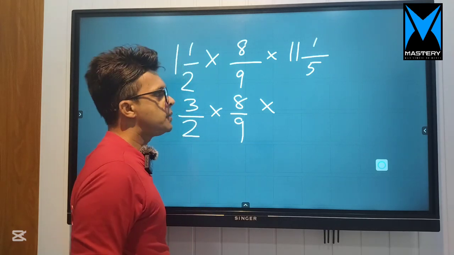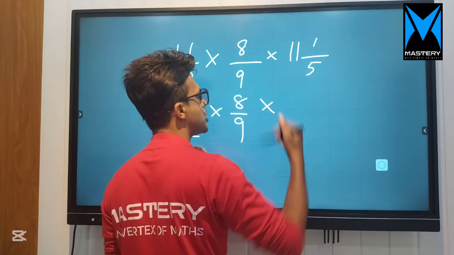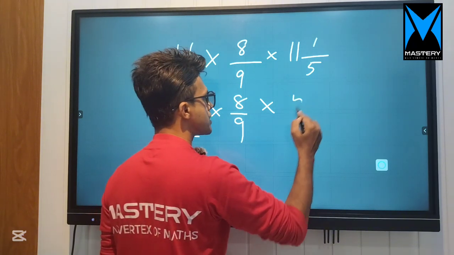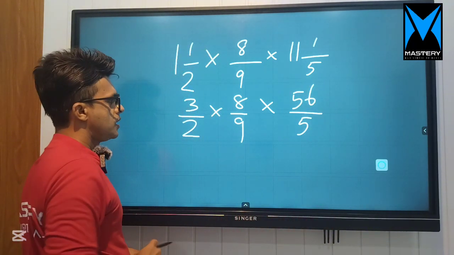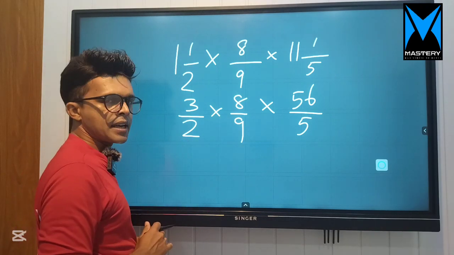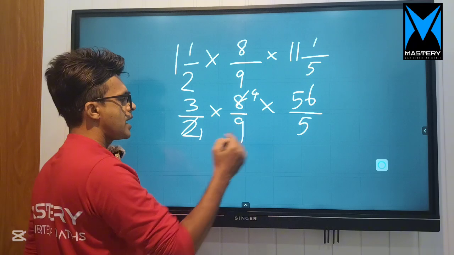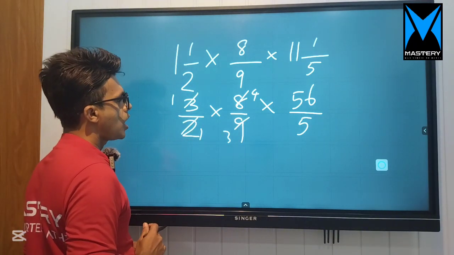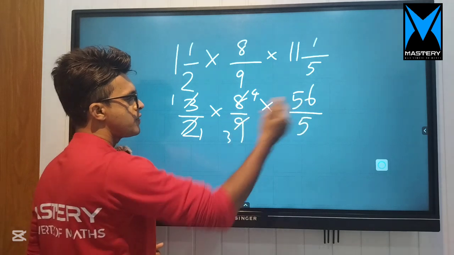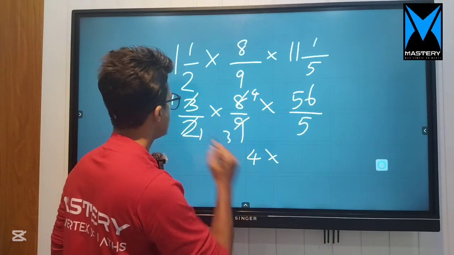Here also a mixed number. Let's write this as an improper fraction. 5 into 11, 55 plus 1 is 56. 56 over 5. Let's simplify this one. Then this 2 and this 8 can be cancelled out: 1 time, 4 times. This 3 and this 9: 1 time, 3 times. You can't simplify more. 56 is not a multiple of 5. Therefore, you can't simplify.